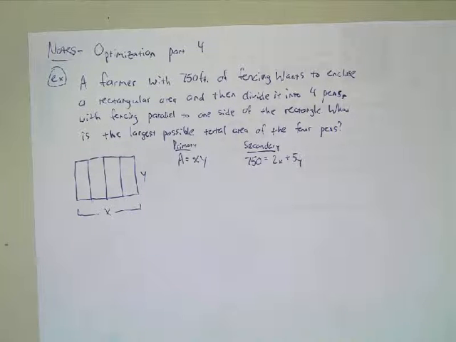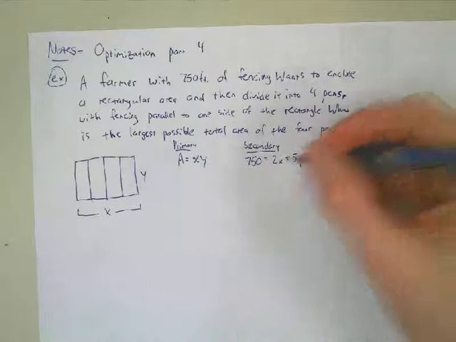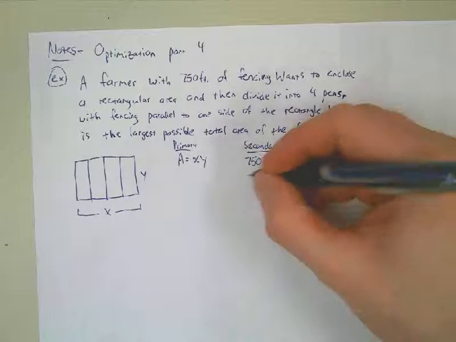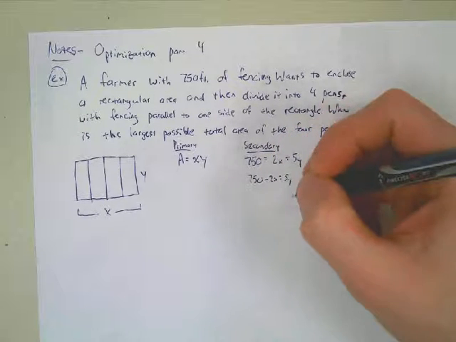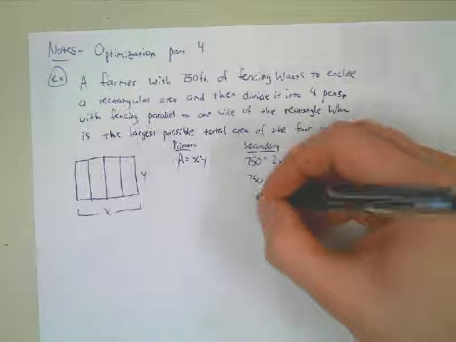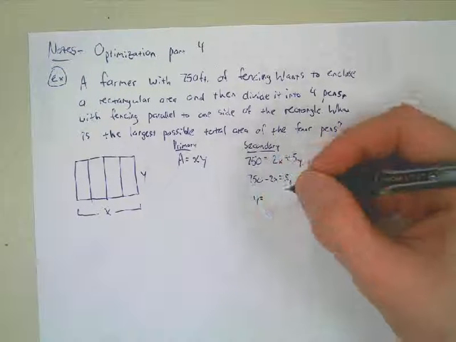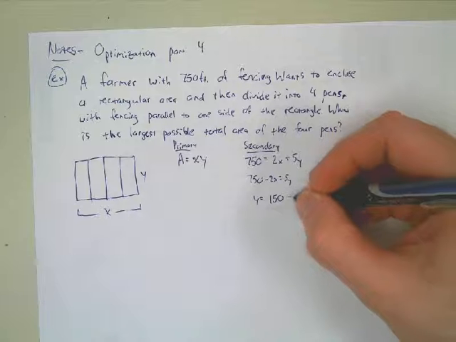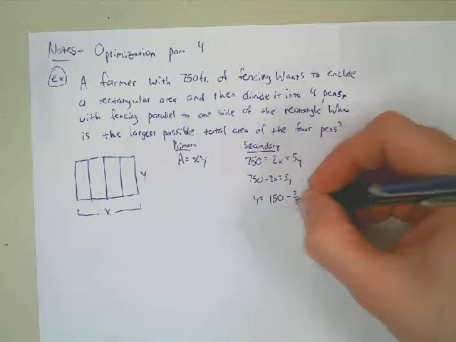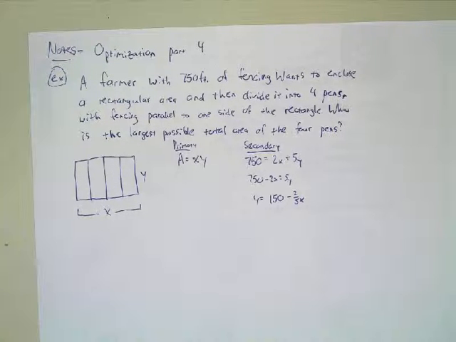So, solve one of these here for a variable. It doesn't really matter which one. I'll solve it for y, I guess. So we get 750 minus 2x equals 5y. If you solve for x here, though, it's going to be just about the same thing. All right. 750 divided by 5 is 150 minus 2/5 x. Right?